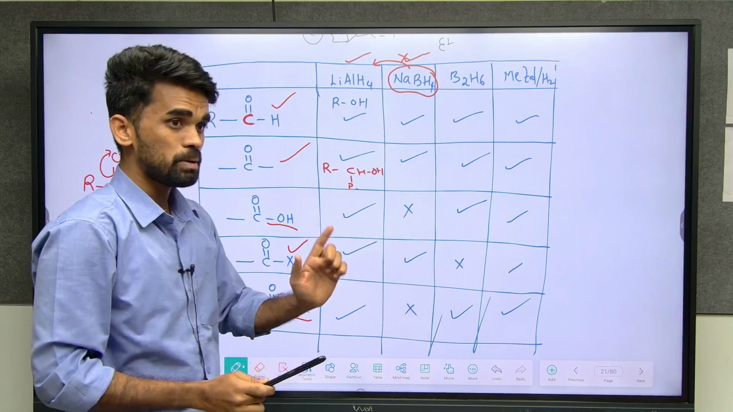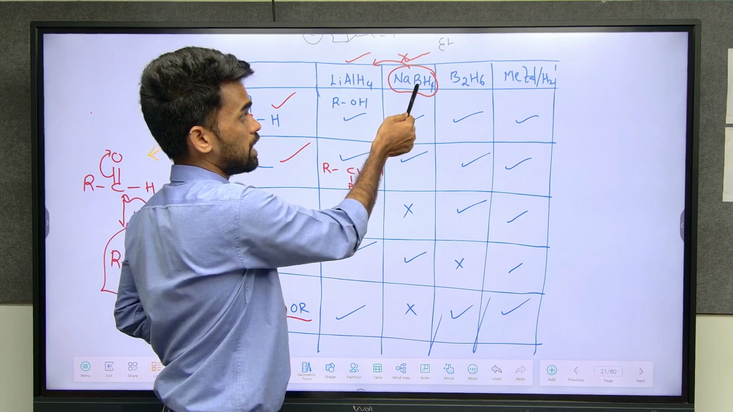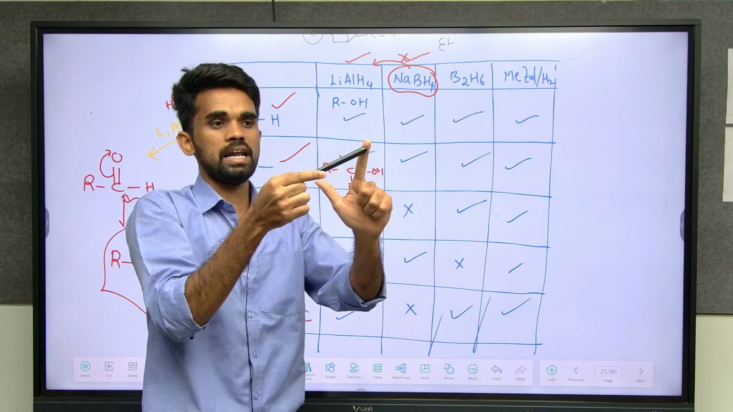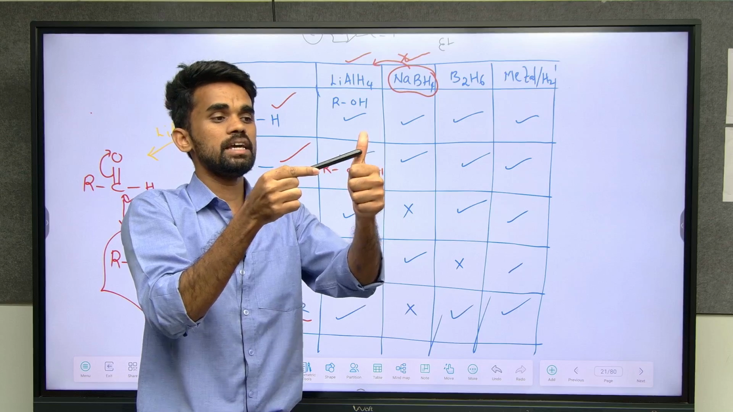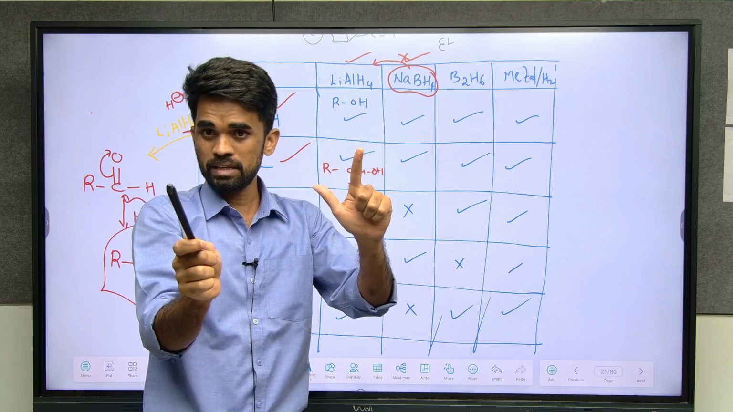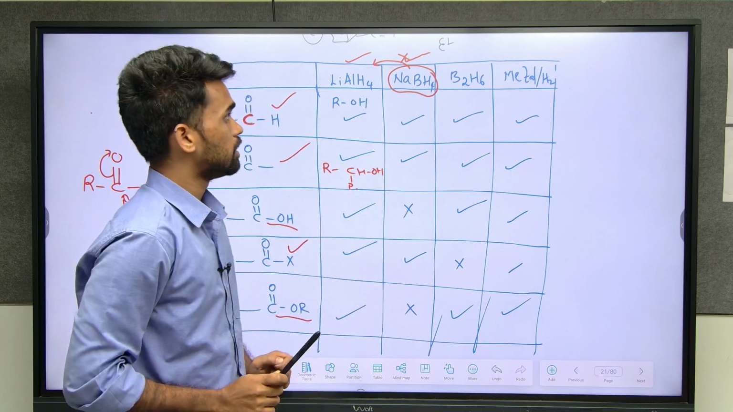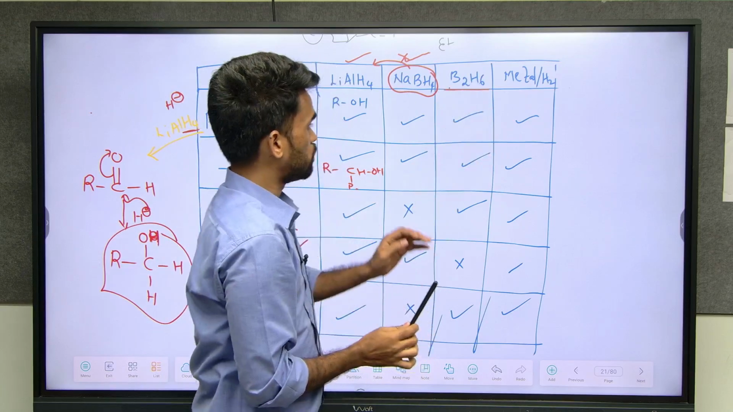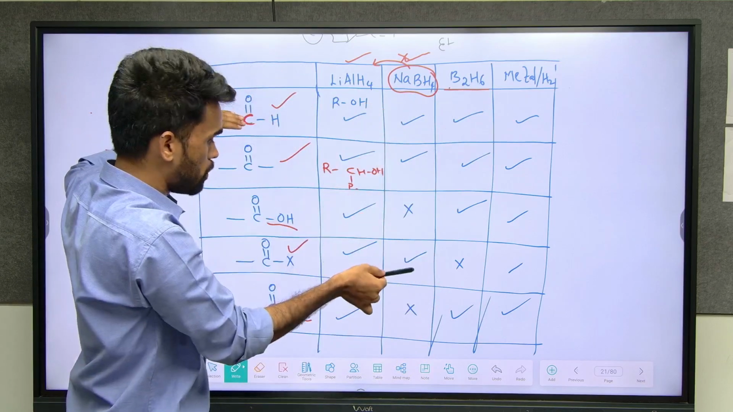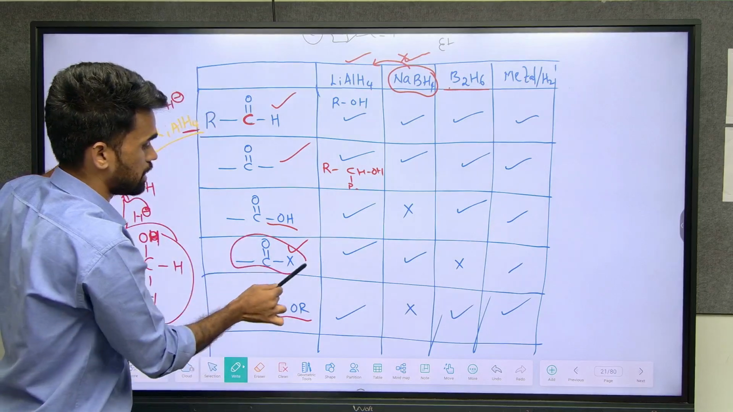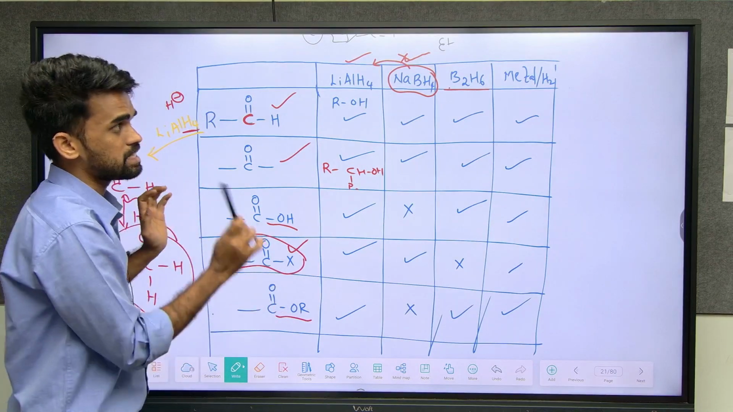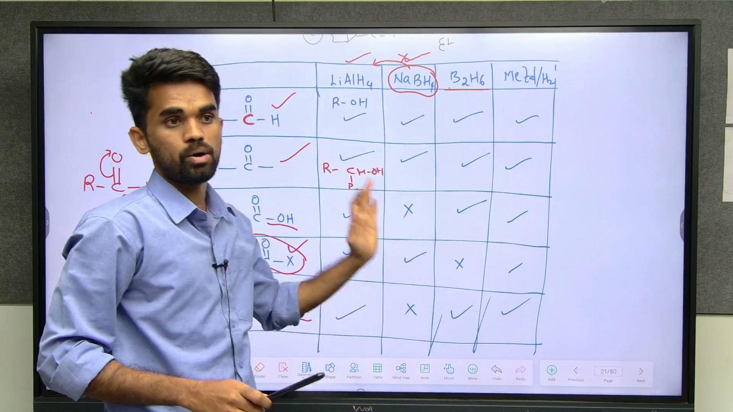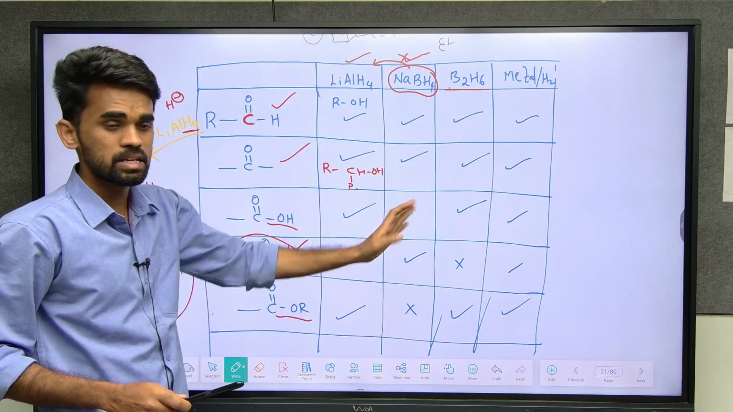Now you need to remember, sodium borohydride is able to reduce what compounds? Aldehydes, ketones, acid halides. Once again, aldehydes, ketones, acid halides. Remember this, very useful. Okay. Now sodium borohydride is over. Next, B2H6 is there. B2H6 can reduce all of these compounds except acid halides. Now metal hydrogenation can be done for all these compounds.